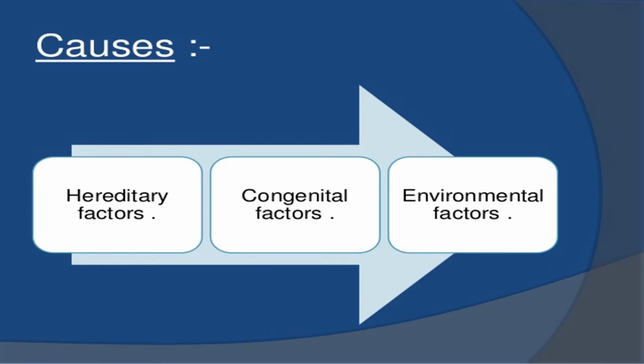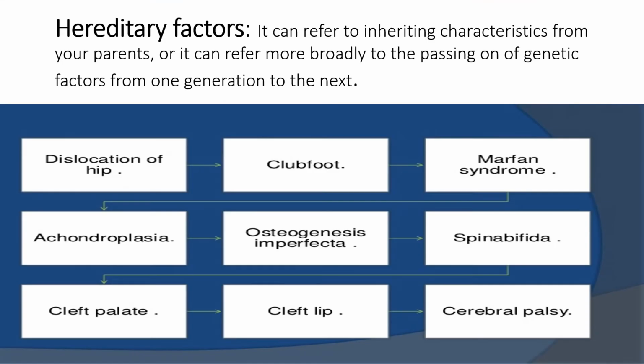There are three main causes of orthopedic impairment. The first, hereditary factors; the second, congenital factors; and the third, environmental factors. The first cause of orthopedic impairment is hereditary factors. It can refer to inheriting characteristics from your parents, or it can refer more broadly to the passing on of genetic factors from one generation to the next. Following are the orthopedic impairments that occur due to hereditary factors.